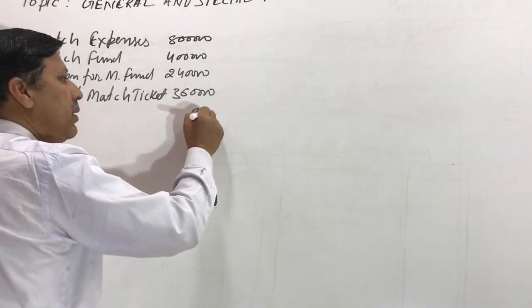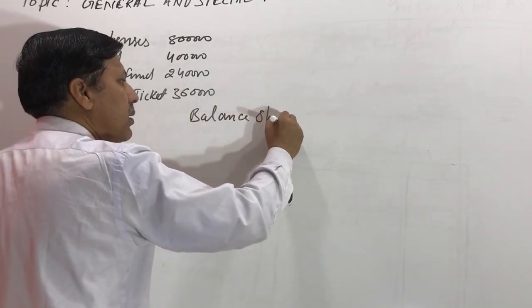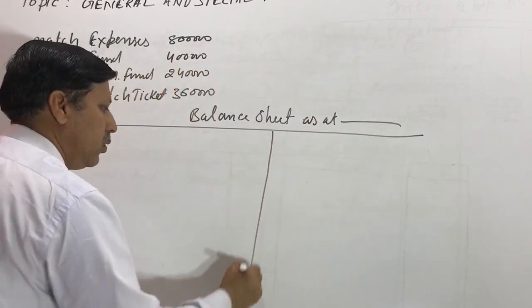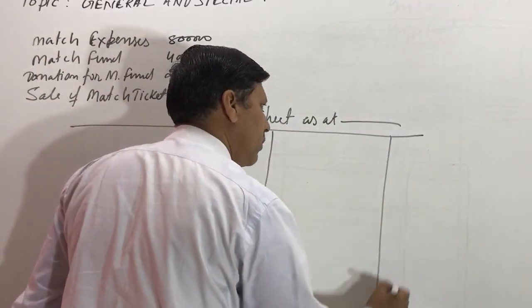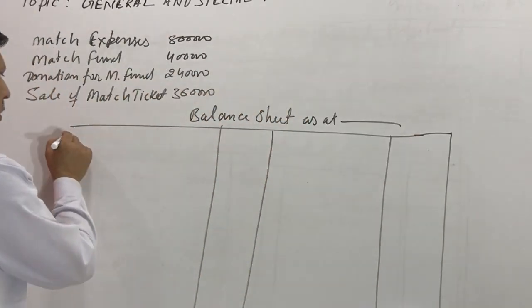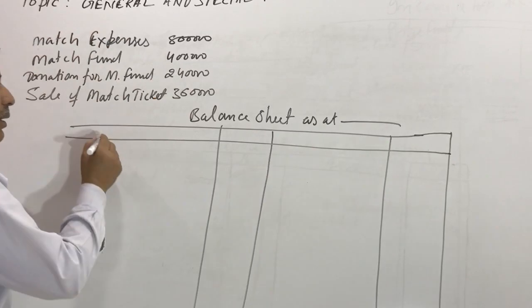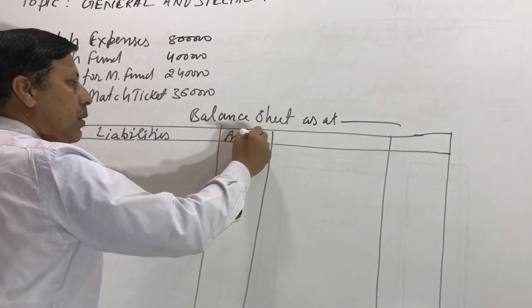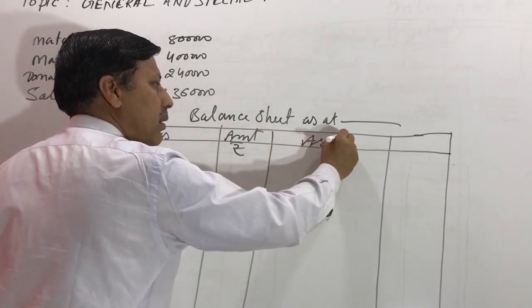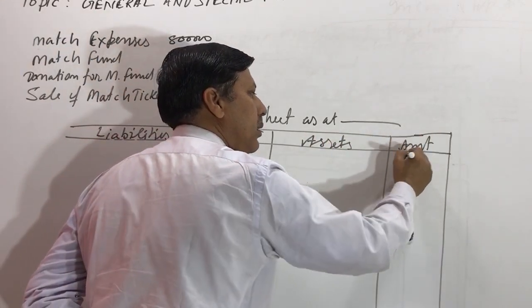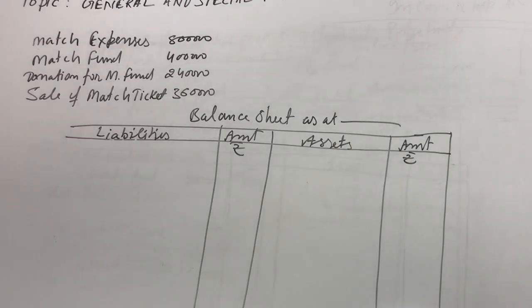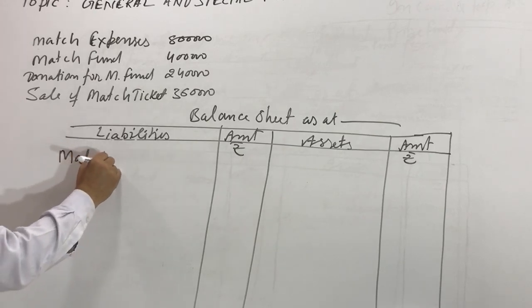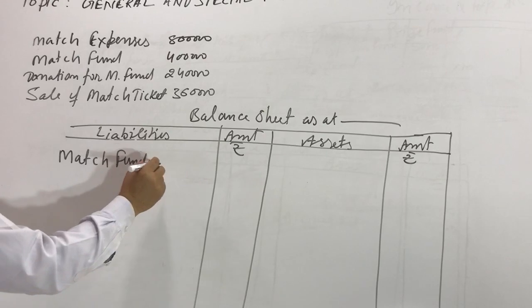We prepare again balance sheet as at. This is the format of the balance sheet. Two sides, liability side, amount in rupees, asset side, amount in rupees. Now one by one. Match expense, match fund. First match fund. Specific purpose fund. Match fund rupees, that is 4 lakh.